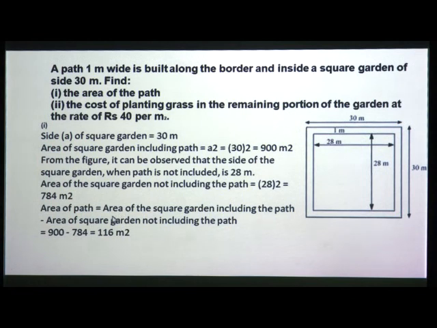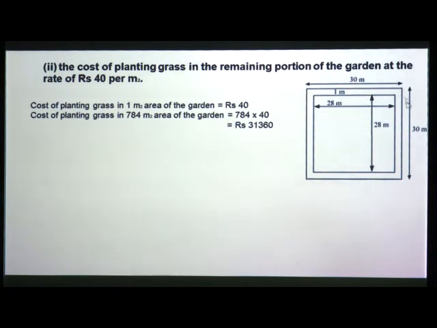Now, we have another question, that is the cost of planting the grass in the remaining portion of the garden. The cost is given to us as 40 rupees per meter square. So, we have to find out what will be the cost to plant grass in the garden. We have to not consider the border, this 1 meter width, only the garden.